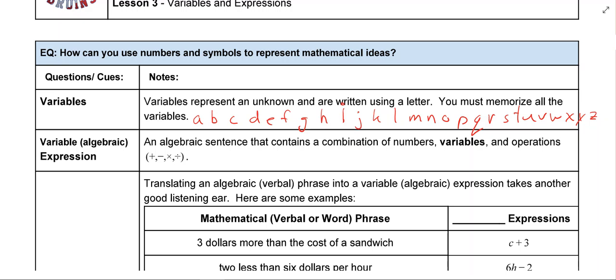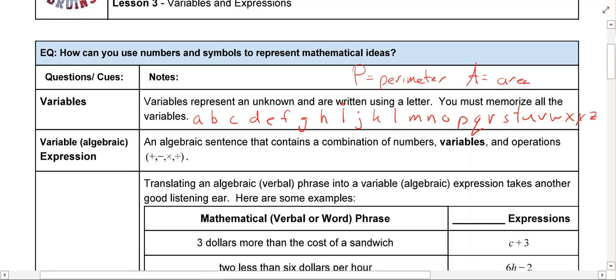Okay, so notice they're all lowercase. There are uppercase ones, such as capital P. That would be perimeter. Capital A, which is area. And a lot of times when it's capital, it has something to do with a formula. So variables are lowercase. Let's go on to the next part.